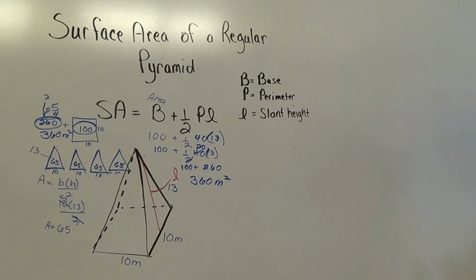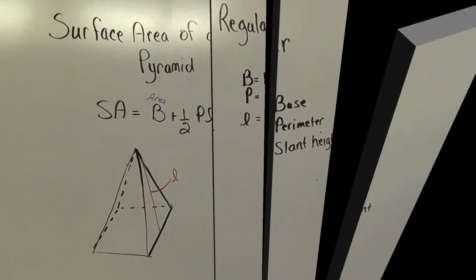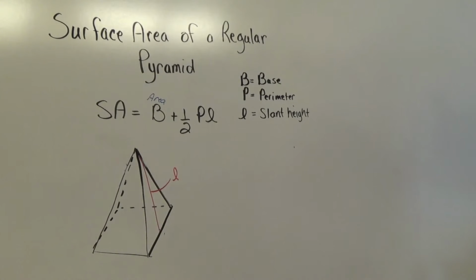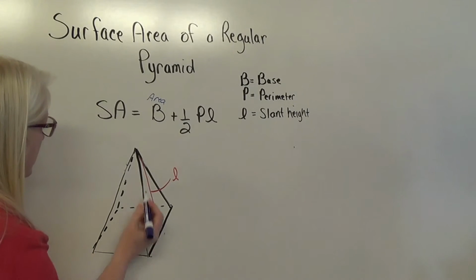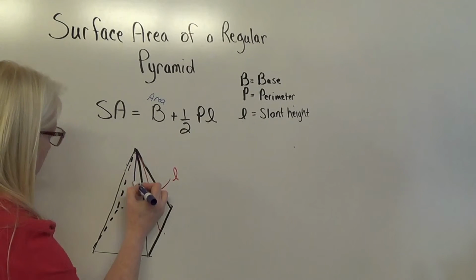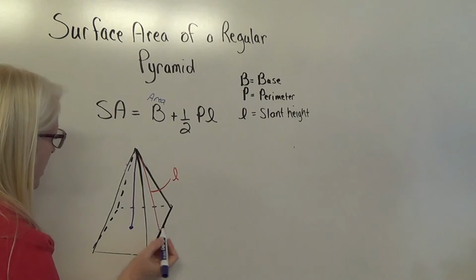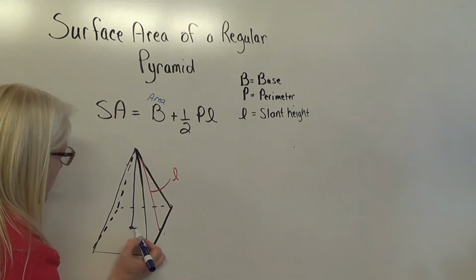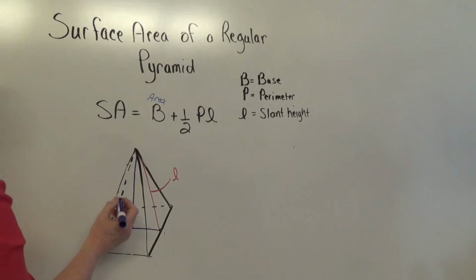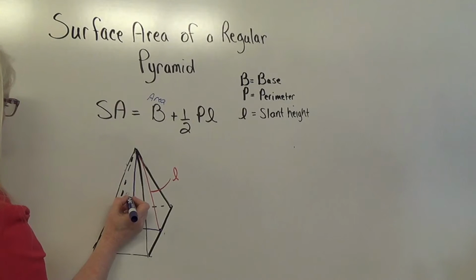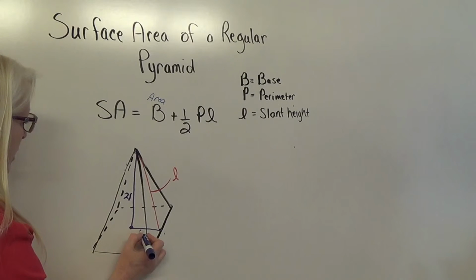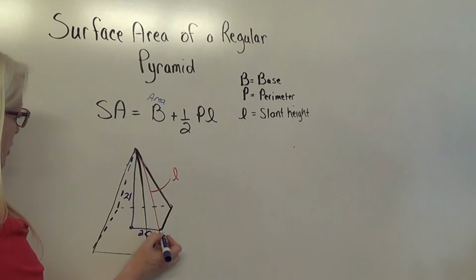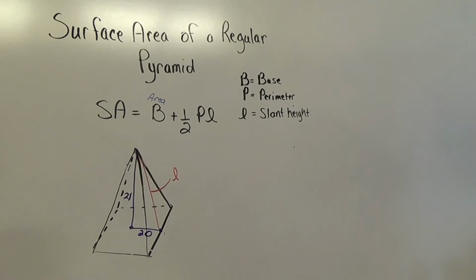Okay, let's try another one. In this particular pyramid, we're going to find the slant height. So here's the center of my square base, and I'm going to draw a line from the tip, and then I'm going to go out to the center of one of my sides. All right, I'm going to let this line right here, which is the height of my pyramid, be 21, and then this piece right here from the center to the side of the square base, I'm going to let that be 20.